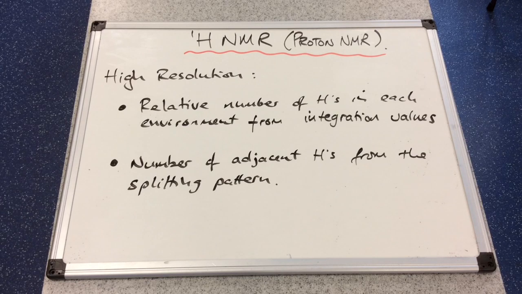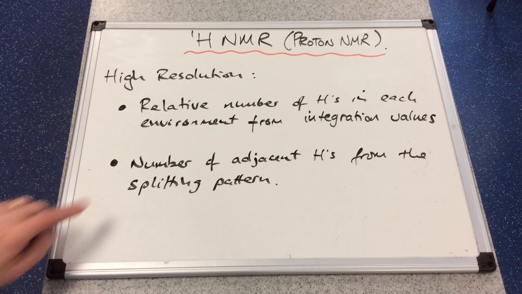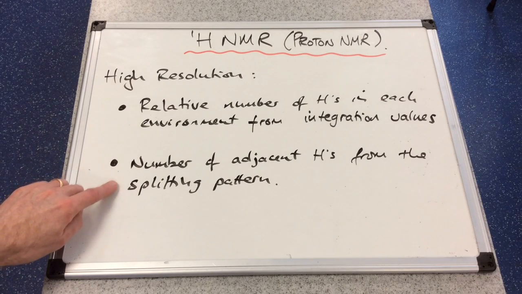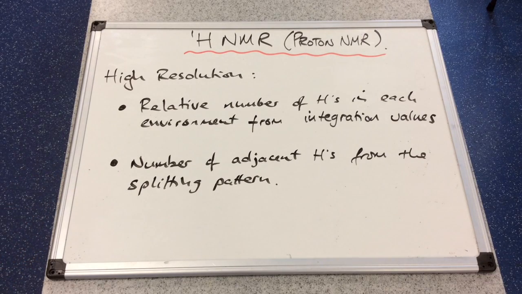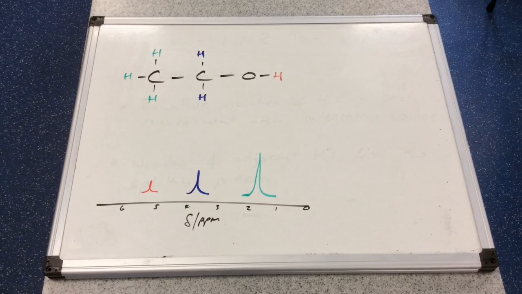And also you can tell the number of adjacent hydrogens from the splitting patterns, and this one here is what causes a lot of students some quite serious headaches. So we'll start off by looking at the NMR spectrum of ethanol.